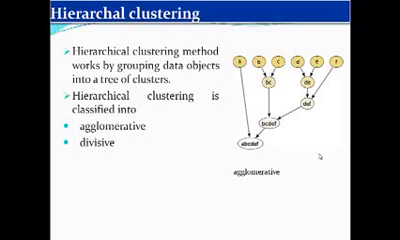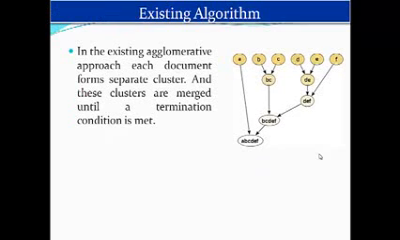We are dealing with agglomerative approach, which is a type of hierarchical clustering. So let us understand what is hierarchical clustering. It works by grouping data objects into tree of clusters. Our project is on variant agglomerative approach unlike existing algorithm. Let us see the difference between them.